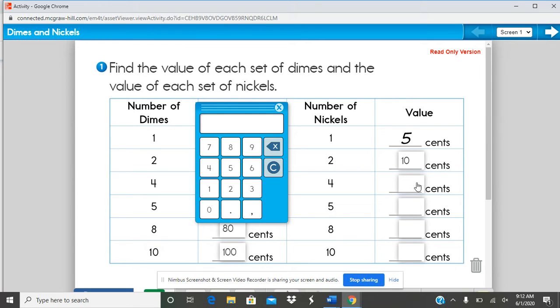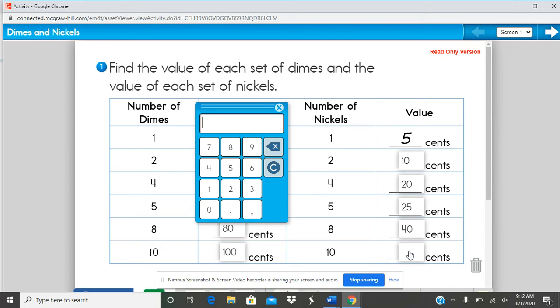Four nickels is going to be counting by five four times. 5, 10, 15, 20. Excellent. Five fives is going to be five more than this one. So 5, 10, 15, 20, 25. Got it. Now eight fives, I'm going to do counting by fives eight times. So 5, 10, 15, 20, 25, 30, 35, 40. Okay, you probably already beat me to that number because you're so smart and so quick.